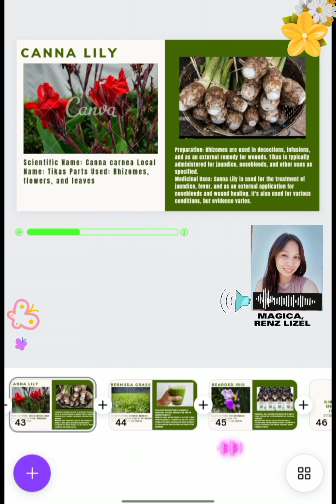Another example is canna lily. The scientific name is Canna indica. The local name is ticas. The parts used for its preparation are the rhizomes, flowers, and leaves. Rhizomes are used in decoctions, infusions, and as an external remedy for wounds. Ticas is typically administered for jaundice, nosebleeds, and other uses as specified. It can also be used for fever and as an external application for nosebleeds and wound healing.